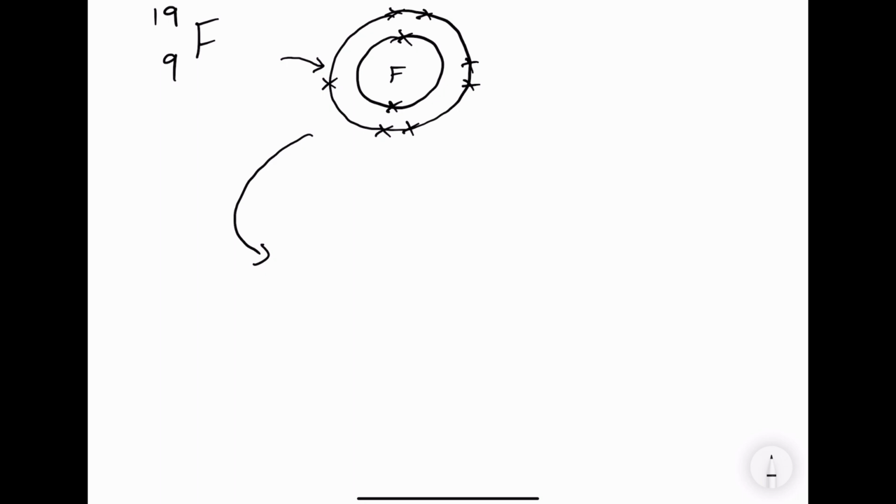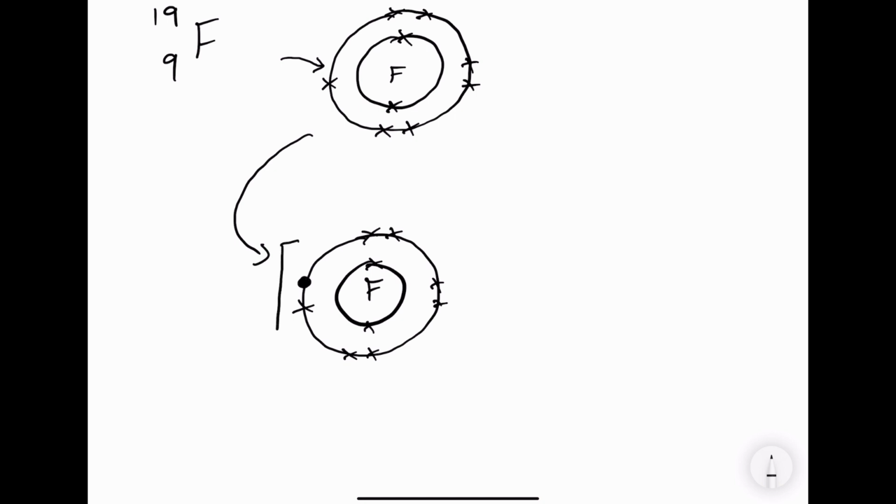But when fluorine gains this electron, it will form a fluoride ion. So if I draw the same thing, but now the outer shell is full, and I'm going to use a dot to show that that electron is foreign and it's come from somewhere else. So I can draw square brackets around it because it's now an ion. And what would the charge be? Well, it's gained a negative electron and it's gained 1, so overall it would have a charge of 1 negative.